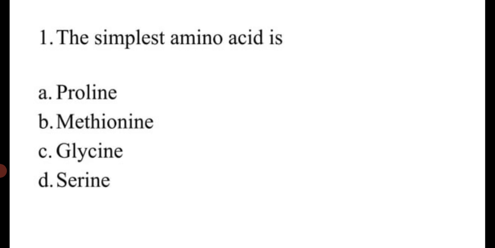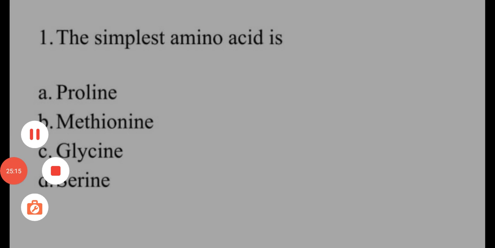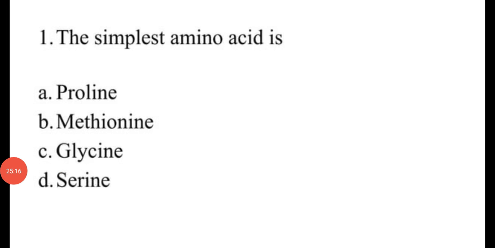Glycine is integral to the formation of the alpha helix in secondary protein structure. It is most abundant in collagen and it is an inhibitory neurotransmitter. So the correct answer for this question is option C, glycine.